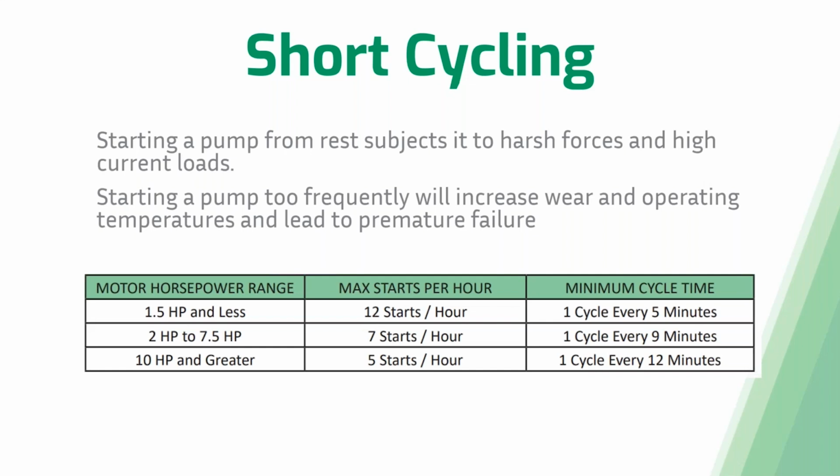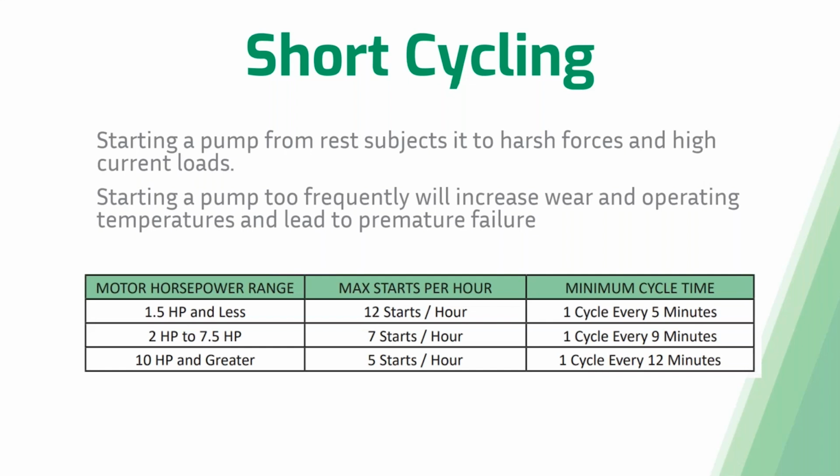Now on your screen, I have some recommendations for different horsepower ranges. For 1.5 horsepower and less, I would typically stick to a maximum of 12 starts per hour. However, we typically recommend 6 to 10 starts per hour for these smaller pumps. Now, when you get to 2 horsepower to 7.5 horsepower, these pumps tend to get a bit larger and draw much higher amps. So we would recommend a maximum of about 7 starts per hour. And then when you get to 10 horsepower and greater, 5 starts per hour max is really what we are going to recommend for that system.